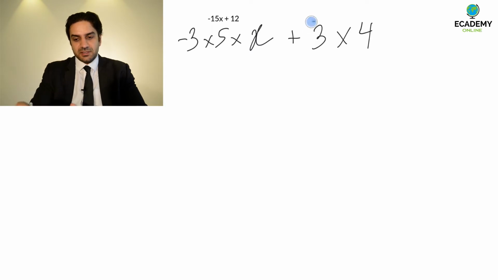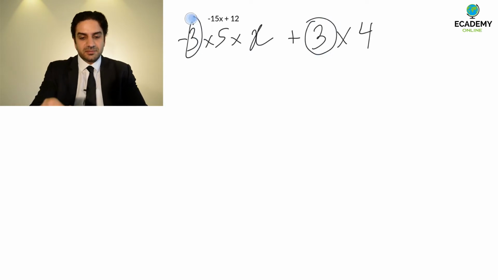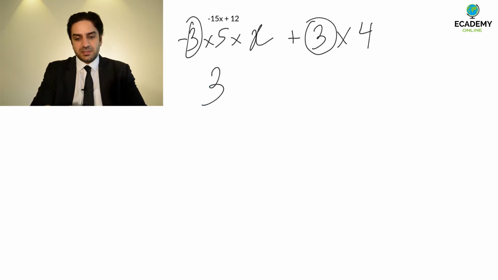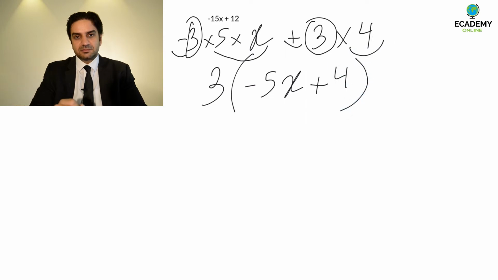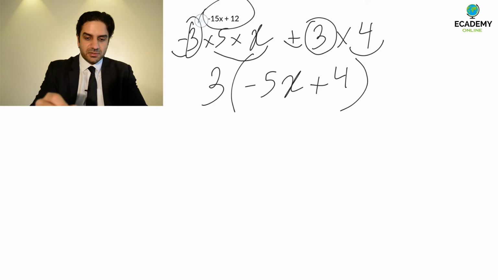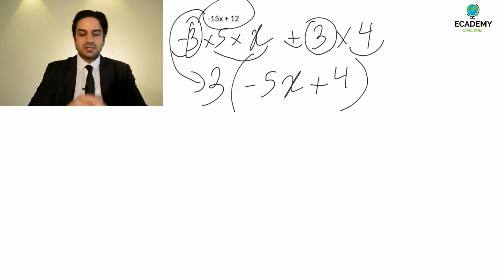Let's take the 3 in this case as well in common. That will mean I write down a 3, open the parentheses, I'm left here with a negative 5 times x, so minus 5x plus the 4. That again is another way to rewrite this linear expression.